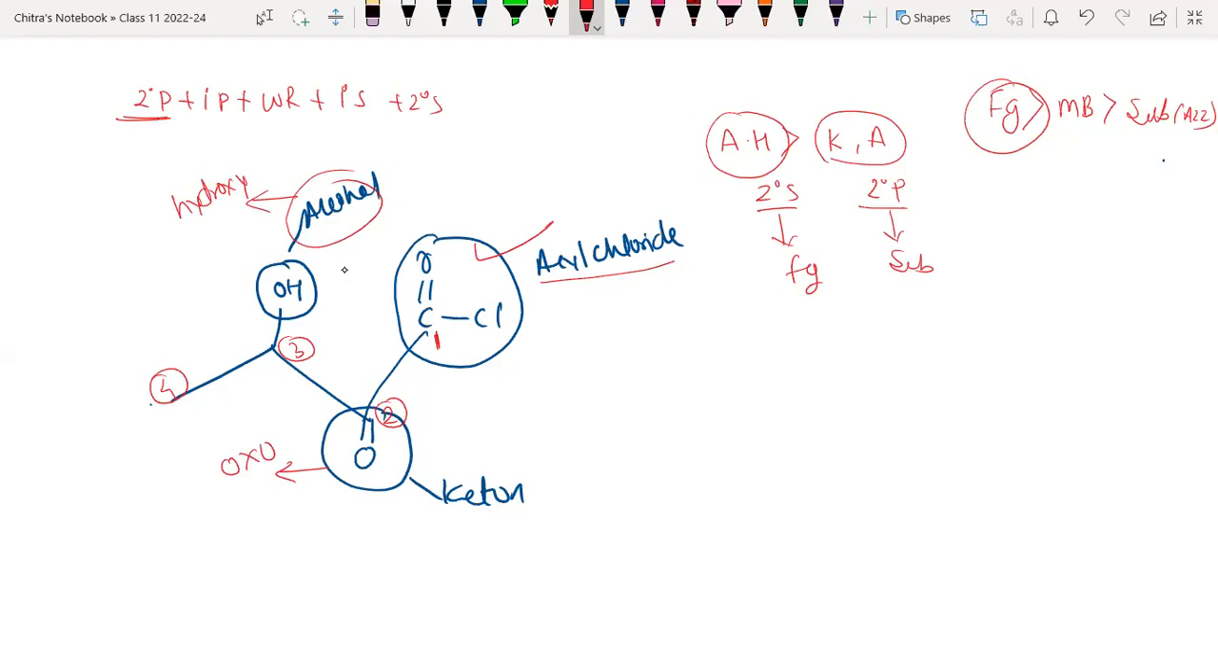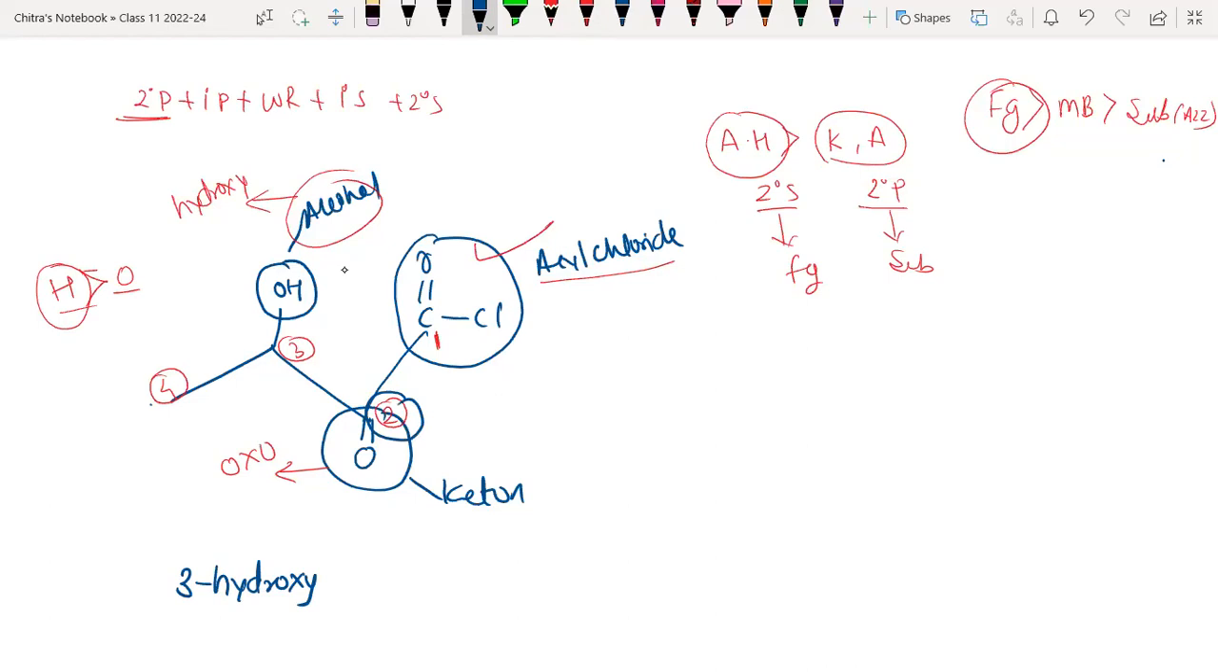Now we have to write which will come first in alphabetical order, H or O from oxo. Obviously H, right? So for hydroxy we have to write first. It is on the third position, so we write its position like 3, and for OH we write hydroxy. So 3-hydroxy. Now the ketone is on the second carbon.